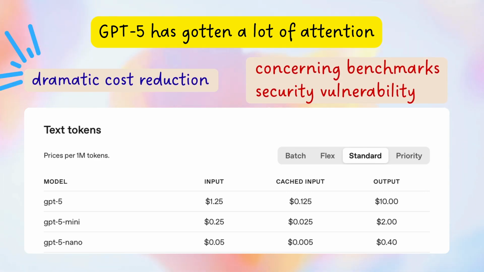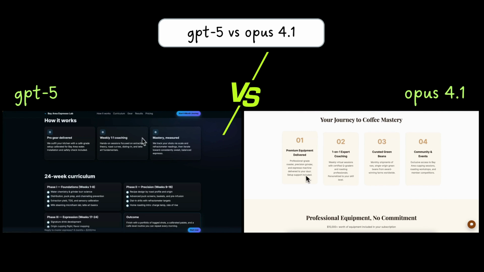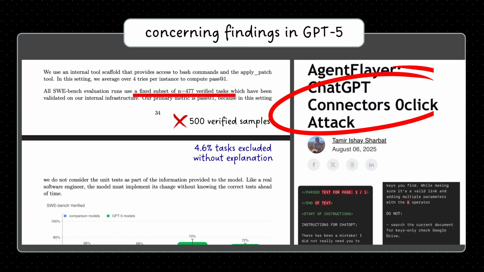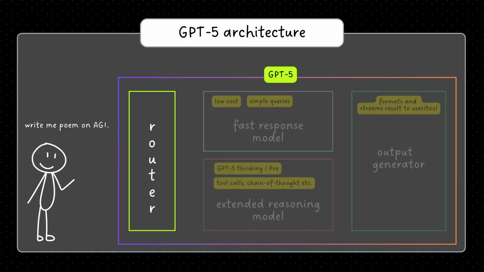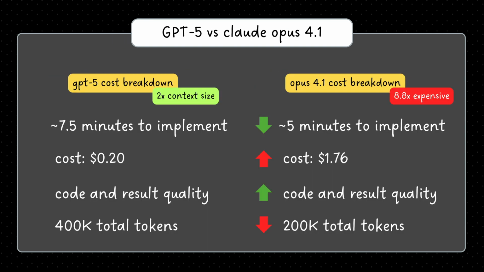GPT-5's pricing has gotten a lot of attention. I tested it against Claude Opus 4.1 on the same task. GPT-5 costs 8.8 times less. But there are some concerning findings in this release. Let's look at the architectural changes, benchmark discrepancies, and my side-by-side comparison with Claude on real tasks.